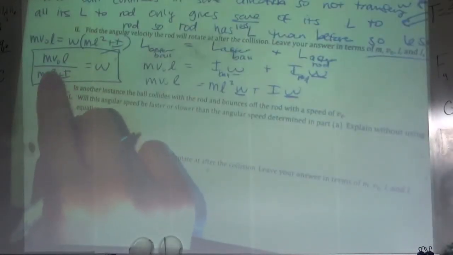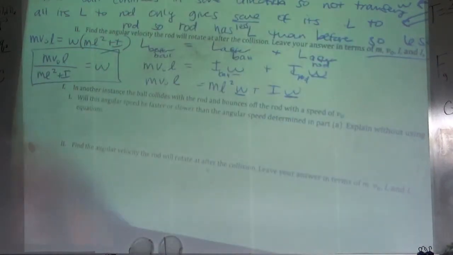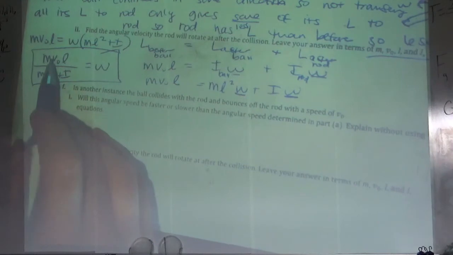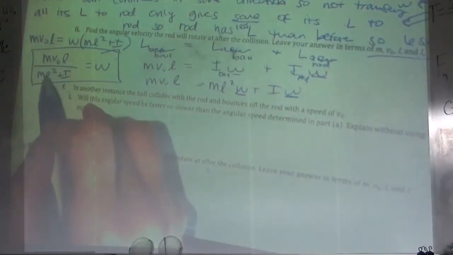I still have that, but it's over ml squared plus I, so I'm adding in to the denominator, which means I'm dividing by a bigger number on the bottom, so I'm going to get a slower omega, so that's good. It still makes sense that if I come in with more velocity, it'll go faster. If I come in with a greater distance away, that would make it go faster.